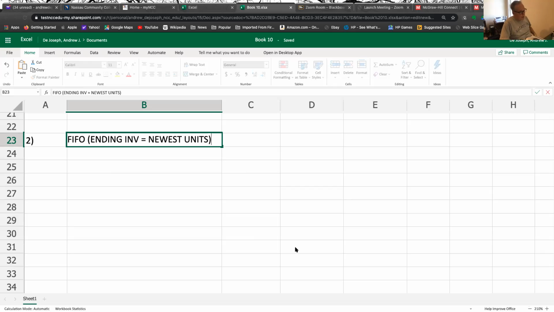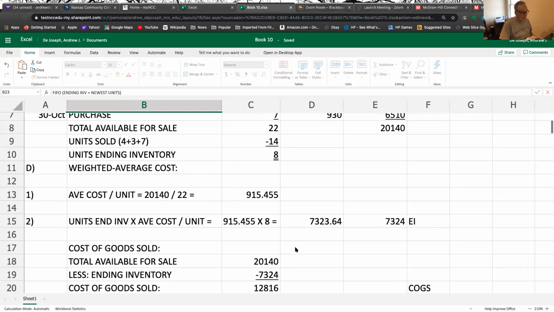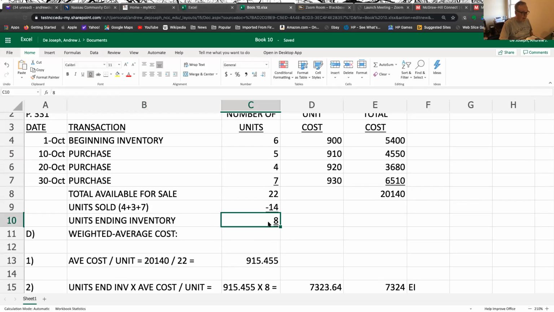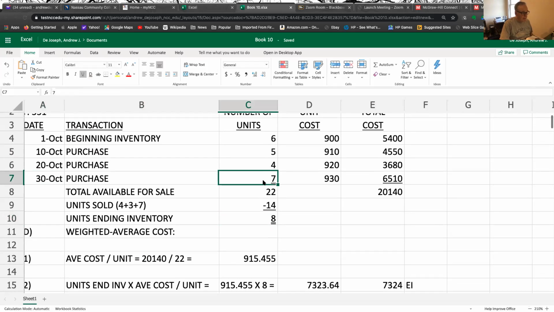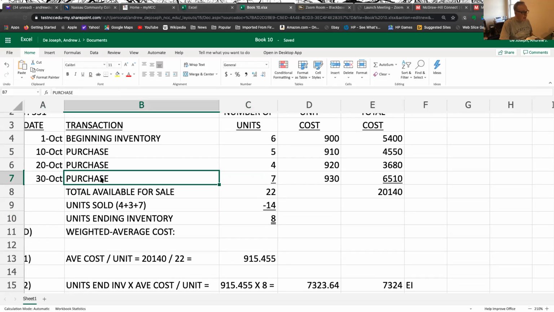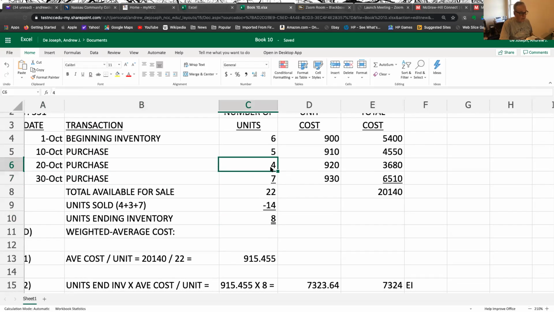Let's go back to our chart. How many units do we have? We have 8, right? We figured we have 8. Well, which are the newest 8? Look at the dates. Which is the most recent date? October 30th. 7. So I have 7 from October 30th. Which are the next newest? Here. I have 1. I have these 7 and then 1 of these.